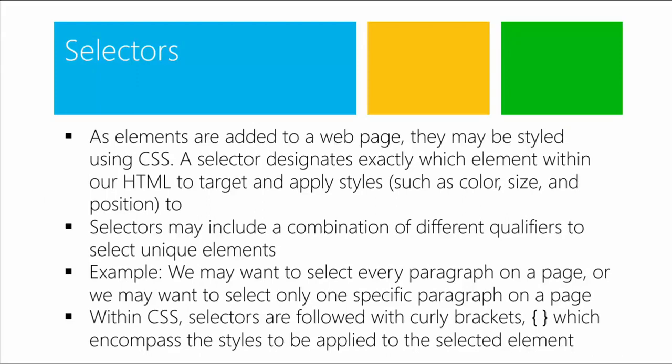So first, the selectors. As elements are added to a web page, they may be styled using CSS. A selector simply designates exactly which element within our HTML to target and apply styles to, such as you may want to change the color, size, and position. Selectors may include a combination of different qualifiers to select unique elements. So for example, you may want to select every paragraph on a page or simply just a specific paragraph on a page. Within cascading style sheets, selectors are followed with curly brackets, which encompass the styles to be applied to the selected element. So anything that falls within those curly brackets is where styles will be applied to that particular element.